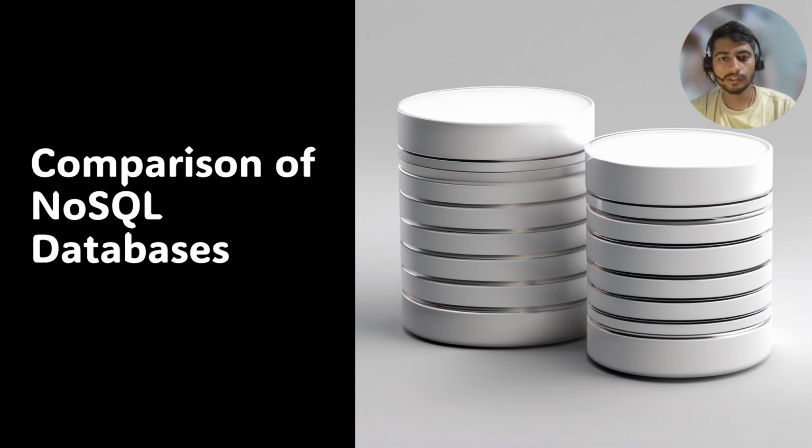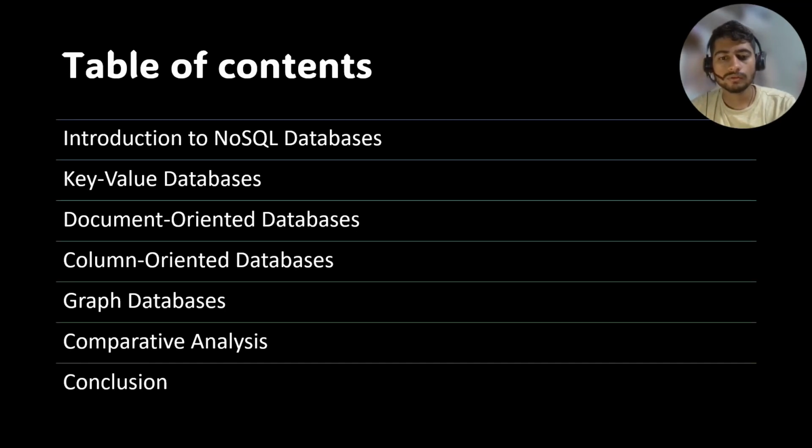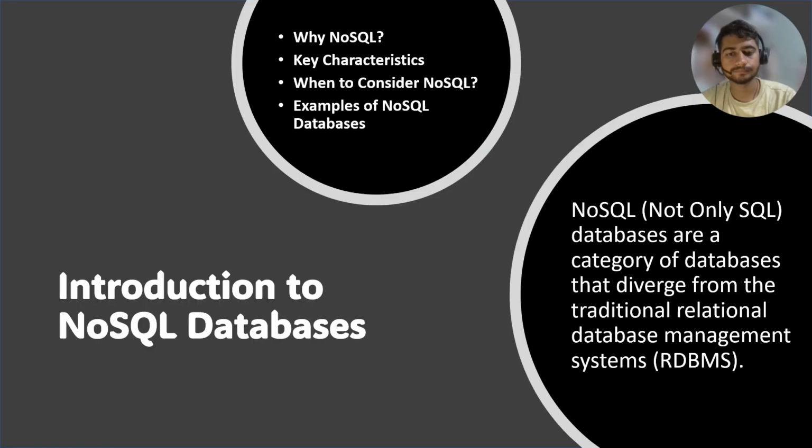Hello everyone. Today the topic that we're going to discuss is comparison of NoSQL databases. So the topics that we're going to discuss are introduction to NoSQL databases, key value database, document oriented database, column oriented databases, graph databases, and then comparative analysis, then the conclusion.